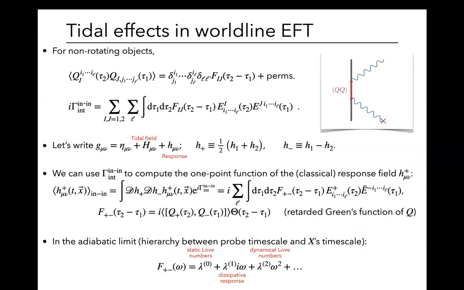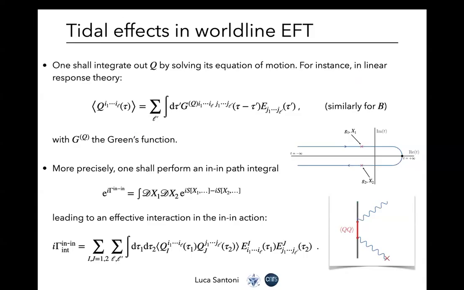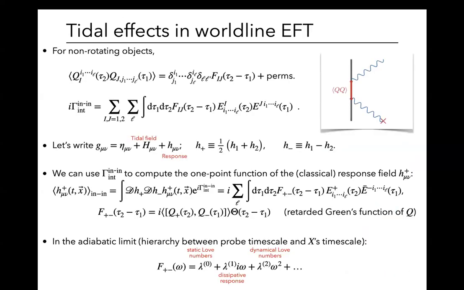For non-rotating objects, I want to take advantage of SO(3). So the most general object that I can write down is just a product of Kronecker deltas. Of course, I didn't mention, so maybe I'm going too quick, but please stop me. So here, these 1 and 2 are the labels that tell me on which branch of the contour I am in this closed time path contour. So, and I was saying that the two-point function of Q is the product of Kronecker deltas times some function of time, okay? So this is the effective interaction.